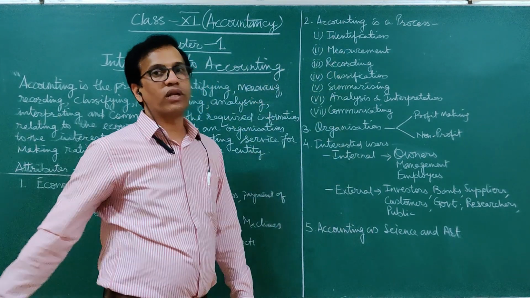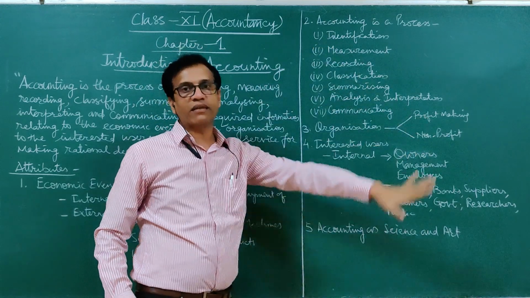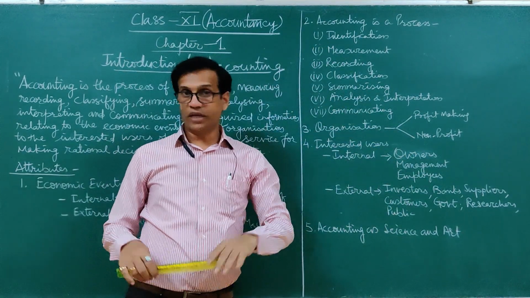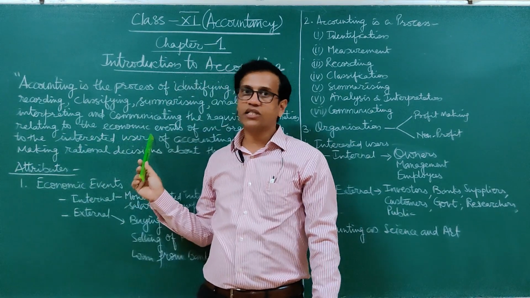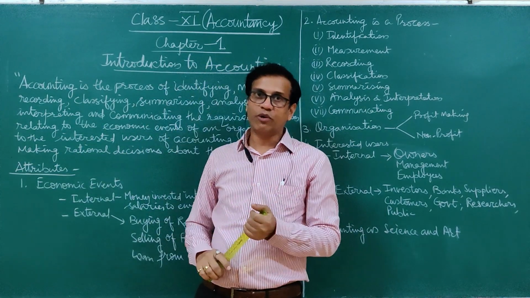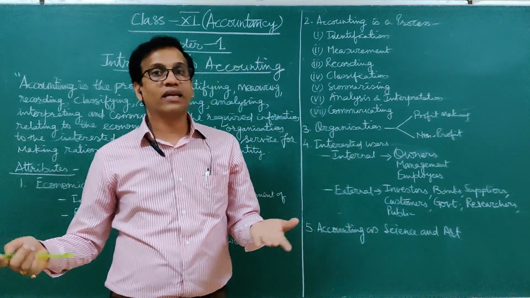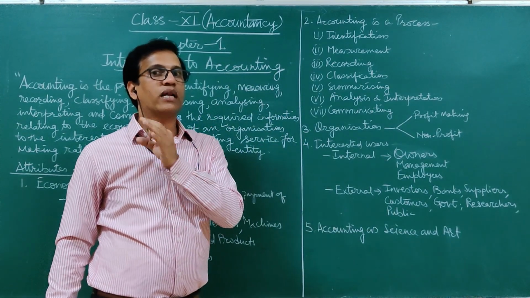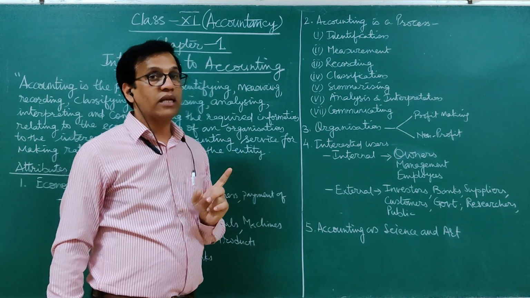Then third comes recording. After you have identified and measured an economic event, you have to record that. Where to record? We have seen in history, the Romans used a day book. So in that day book we will be recording here. That day book for us is known as the journal. Journal. Not general. Journal.